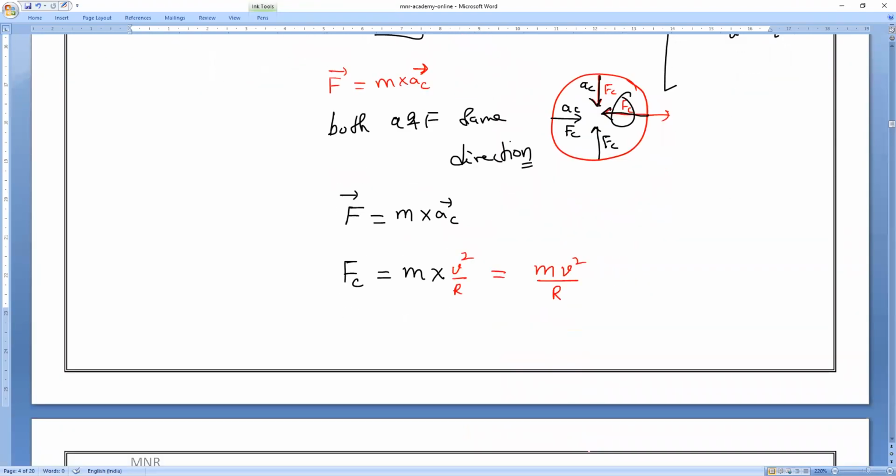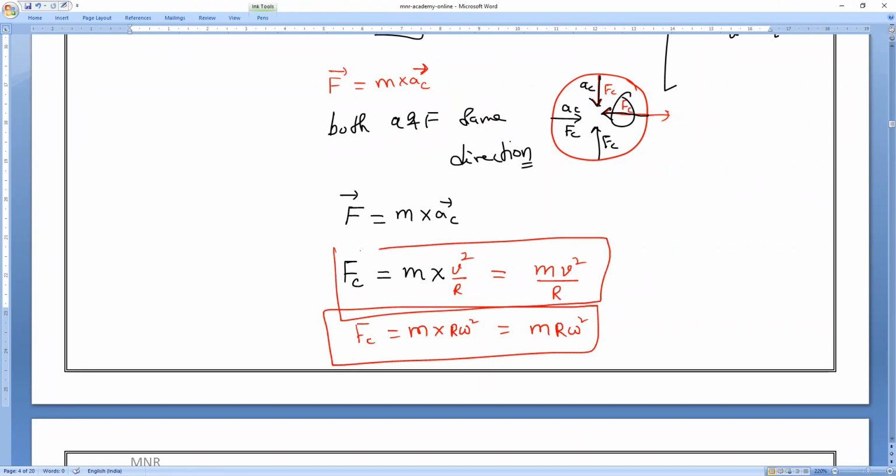We also know another formula for centripetal acceleration, R omega square. So the other formula for centripetal force is M R omega square. So please learn the relationship between centripetal acceleration and centripetal force. Make it quick till here. Anyone having any doubt, you can ask. Understood, everybody?